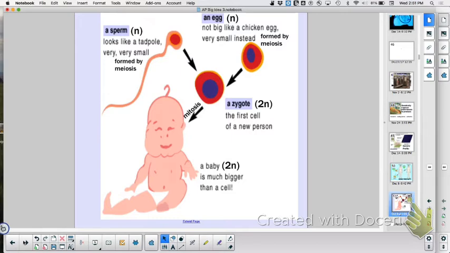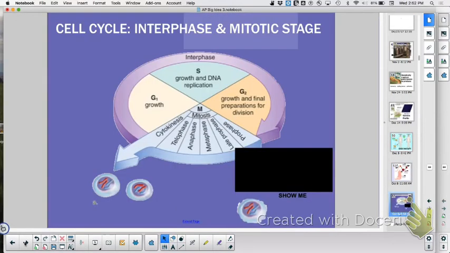So in sexual reproduction, the information that you pass on is from two different sources, right? Whereas if it's asexual reproduction, it's from one source. Good job. All right. Look, it's the cell cycle.